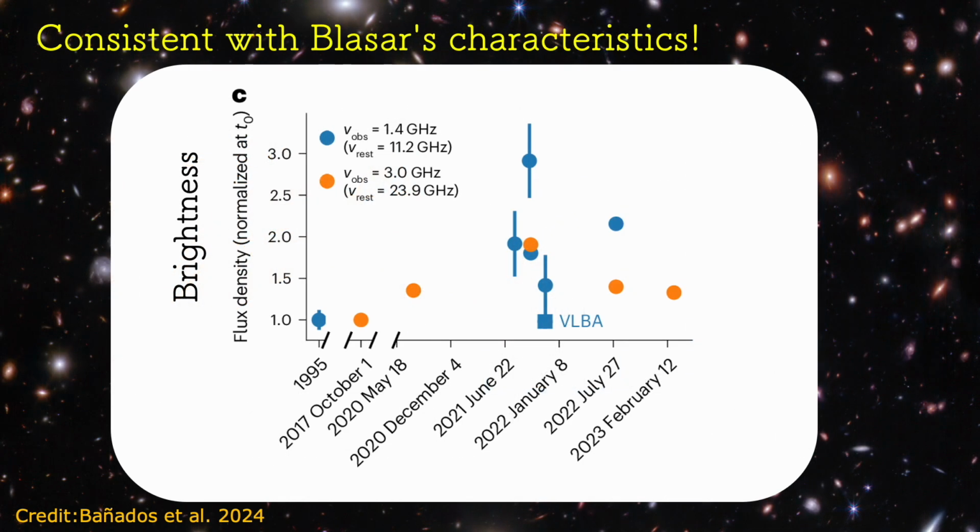The radio variability is shown in this graph, with time on the x-axis and brightness on the y-axis. Observations in two frequency bands reveal characteristic variability unique to blazars. These findings reveal that, just 750 million years after the Big Bang, a supermassive black hole 700 million times the Sun's mass was emitting powerful relativistic jets. This discovery offers vital clues for solving the mystery of rapid supermassive black hole formation in the early universe.